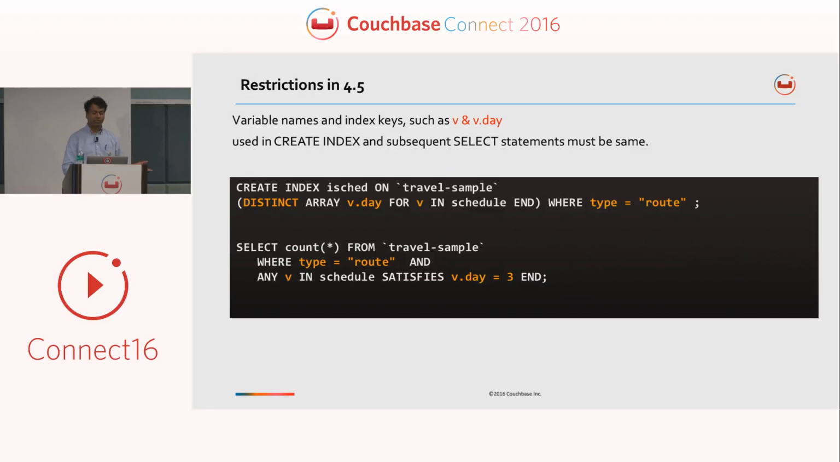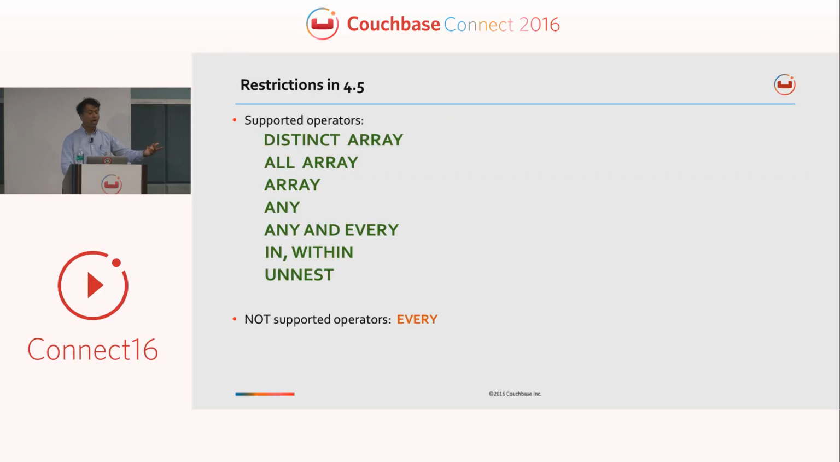I mentioned the restrictions already. So array indexes are supported with distinct and all arrays within the keys, as well as any and every in, within, and unnest. The case that doesn't exploit the array index is if you just have an every clause; we don't exploit the index, but if you have any and every, we'll use it.